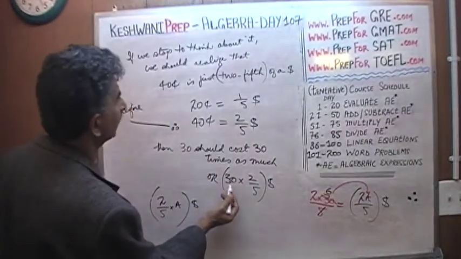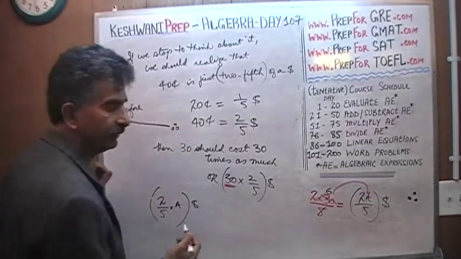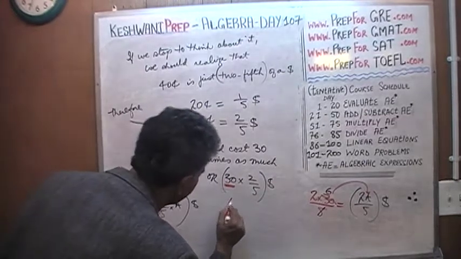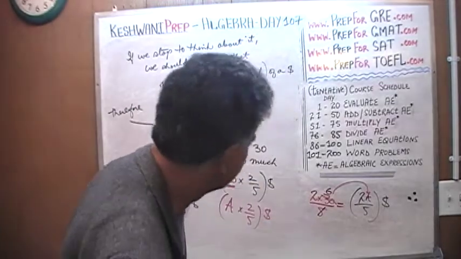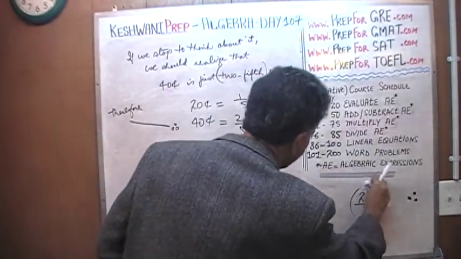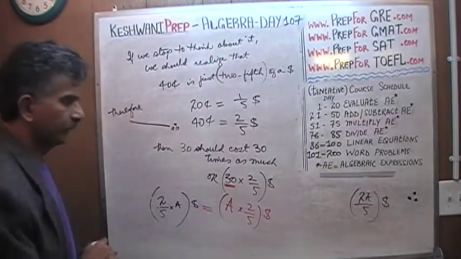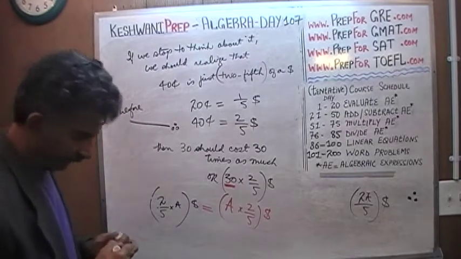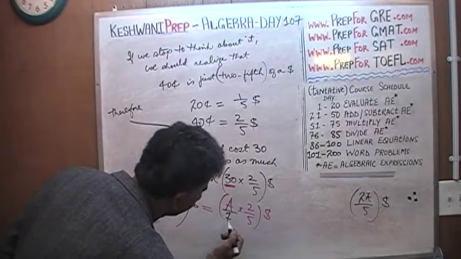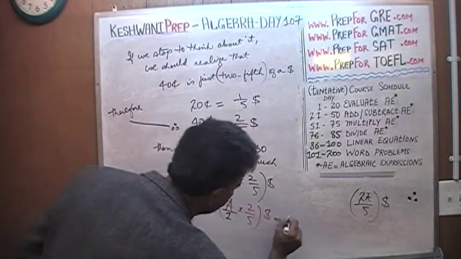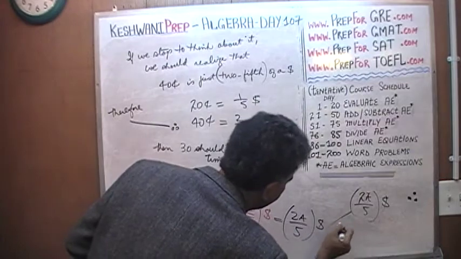Where does this 30 come from? Well, I erased it, didn't I? 30 was our A. We had plugged in 30 for A. This is your A. A times 2/5 dollar. You see right here? Which of course can be written as A times 2/5 of a dollar. We can write A over 1 like this, and this can be written as A times 2 is 2A, and 1 times 5 is just 5. Voila. There you go.